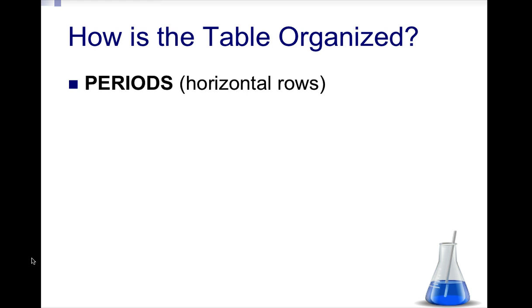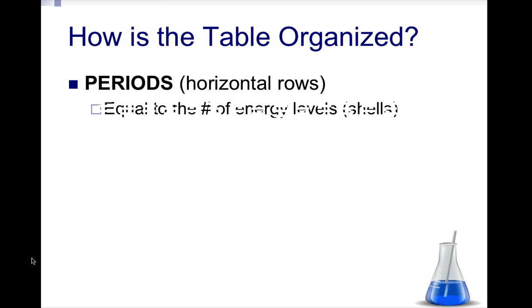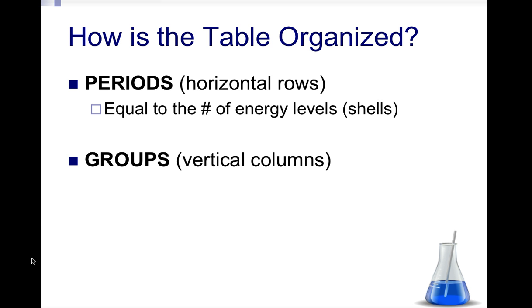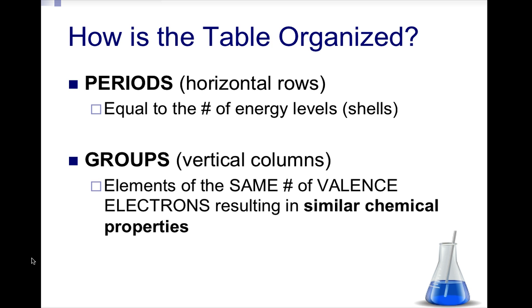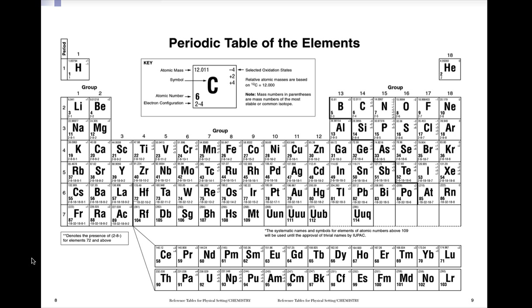So, how the table is organized. The periodic table is organized according to rows, which we call periods. These are equal to the number of energy levels. The groups, known as our columns, are basically showing us the number of valence electrons, resulting in similar chemical properties.